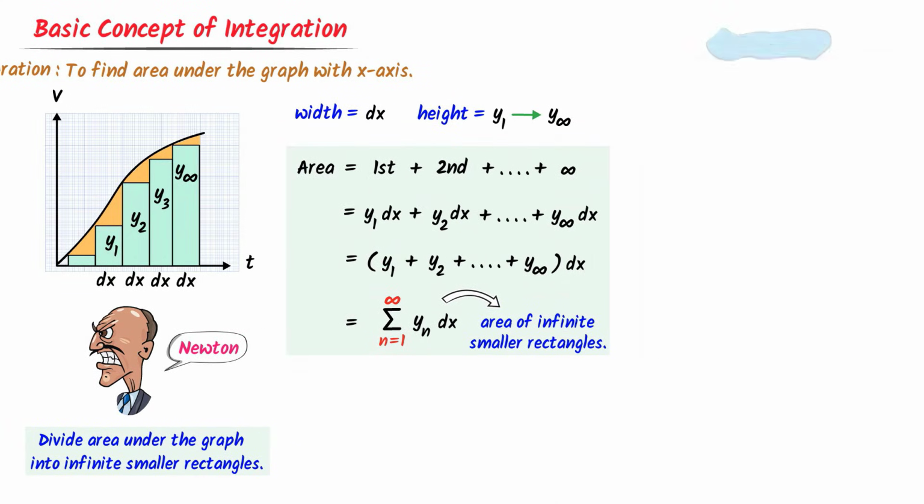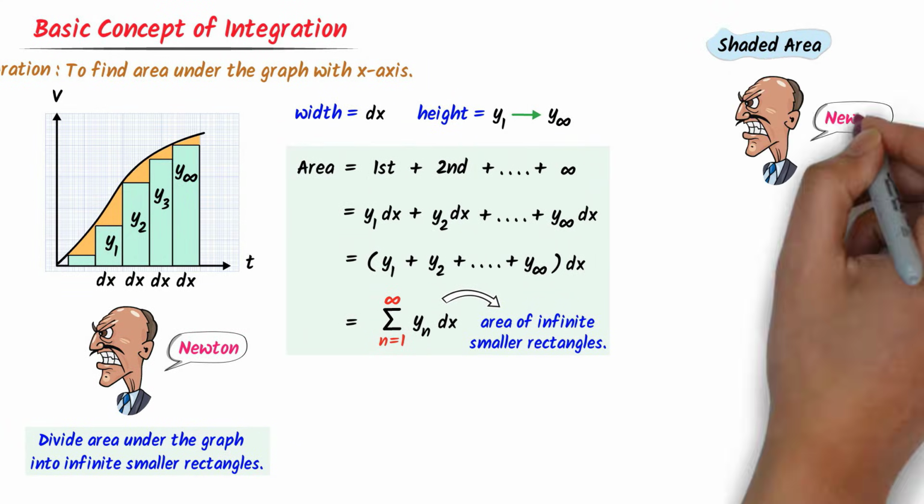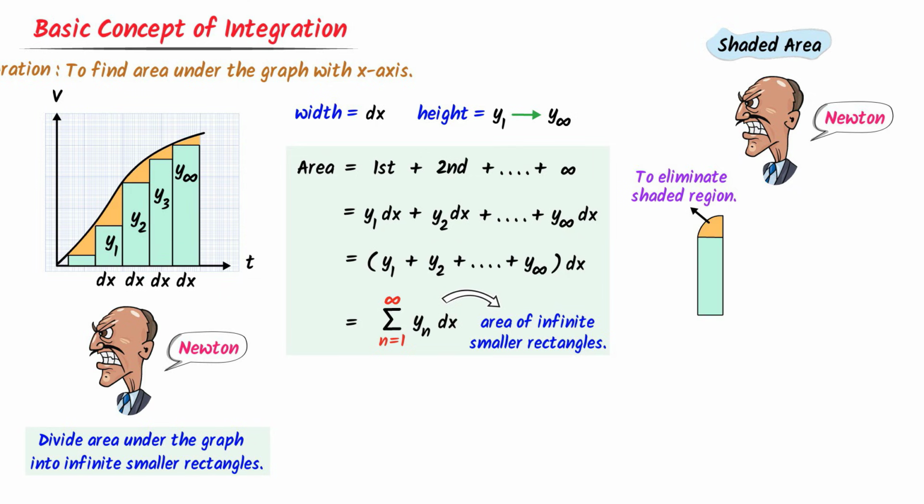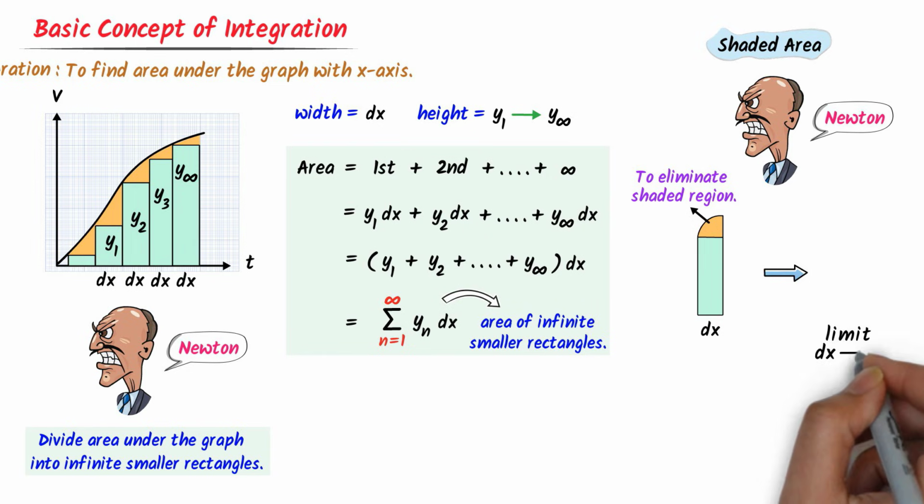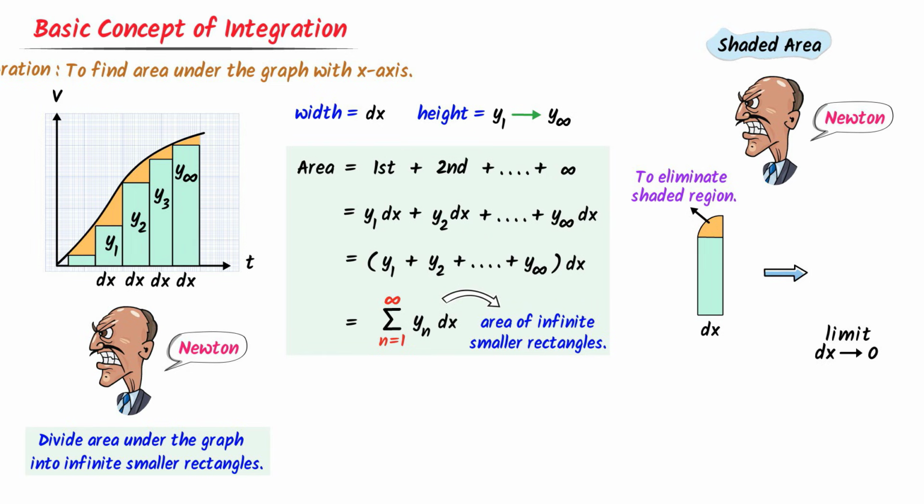Now to find the area of the shaded curves, Newton Baba takes this rectangle. He states that the width of this rectangle is dx. To eliminate this shaded curve, he puts a limit on dx. He writes that the width of a rectangle is limit dx approaches 0. As a result, the shaded region or curved region becomes flat. That's why we learned the concept of limits at the start of this lecture.